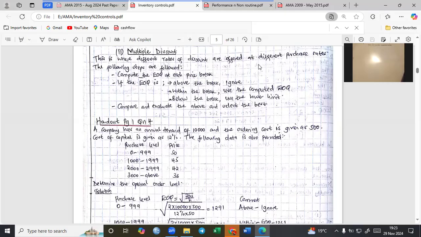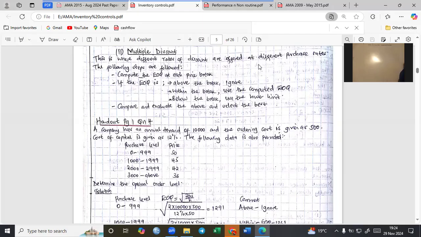Now, this is where different rates of discount are offered at a given purchase rate. The following steps are followed. Compute EOQ at each price break.